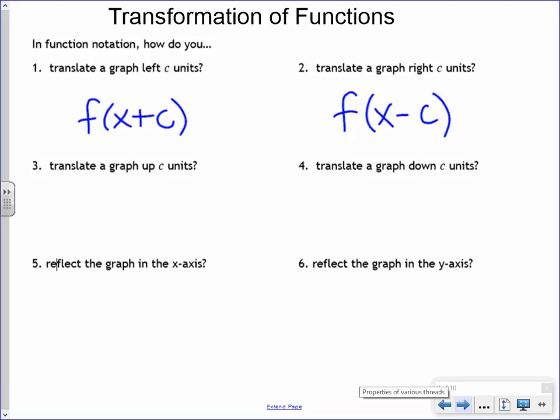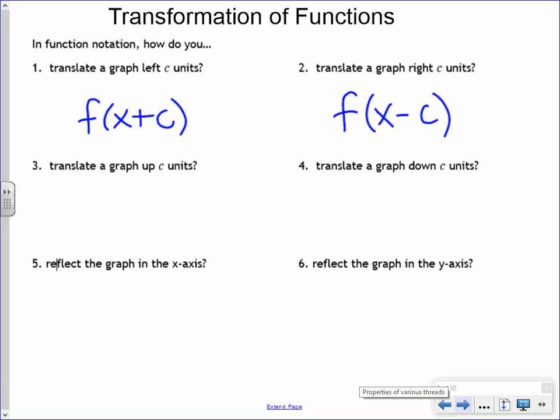Anytime we have values inside of our function, it's affecting the x values. And anytime that happens, things are going to kind of counteract. So if you imagine setting this equal to 0, x equals c is where we go to, and that's why it's a shift to the right. If we set this to 0, x equals negative c, that's a shift to the left. You should be used to that from last year. Just remember, anything inside is going to be backwards from what our eyes want to see.